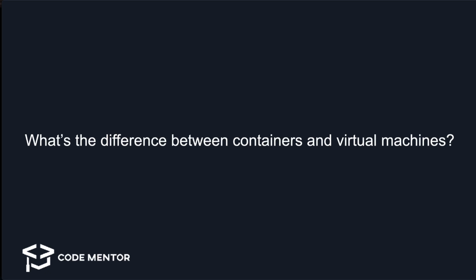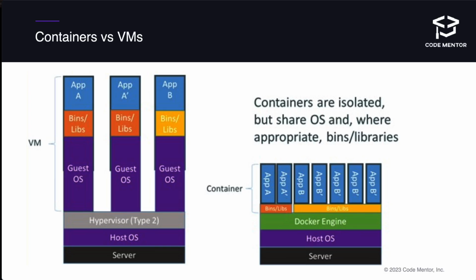Well, it might be best to look at an image. What we see here is we illustrate the differences. On the left, we have virtual machines, and for a virtual machine, you have a whole other guest OS that's sitting on top of a host OS. So there's a lot of resources that are consumed in order to spin up the thing that you're most interested in, which is the application itself.